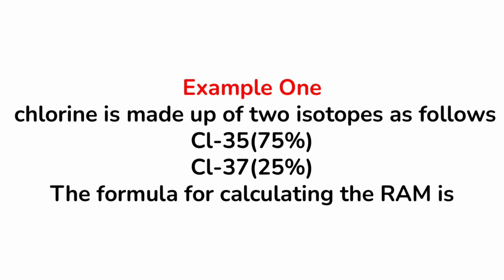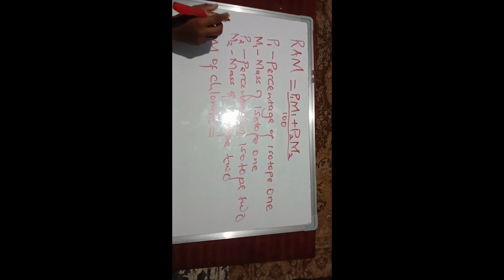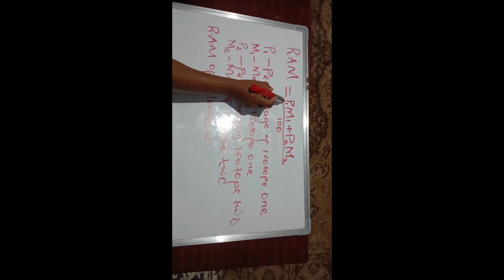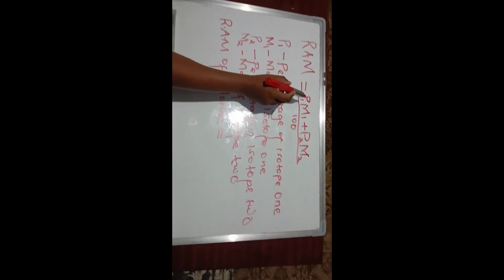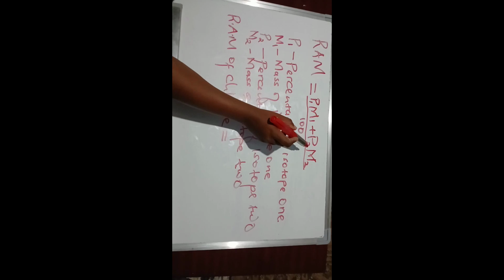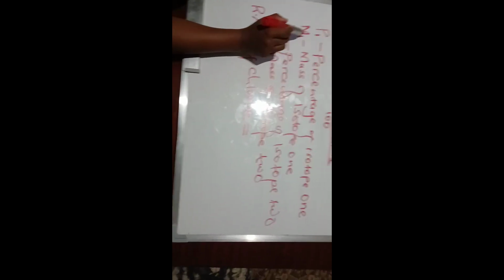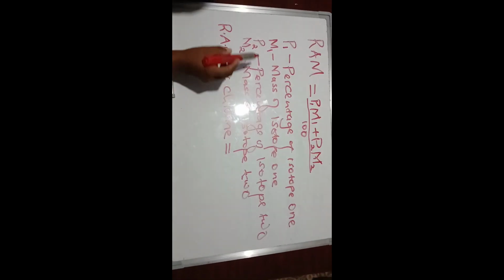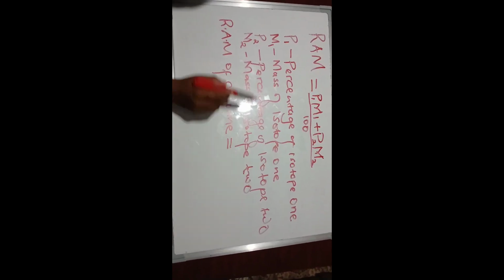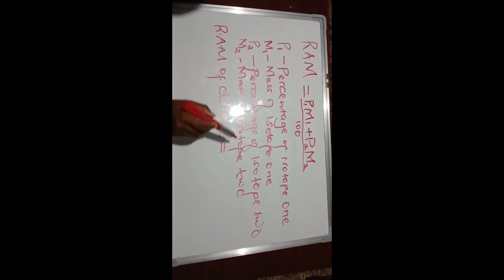Example 1. Chlorine is made up of two isotopes as follows: chlorine-35 with a percentage abundance of 75% and chlorine-37 with an abundance of 25%. The formula for calculating RAM is: the relative atomic mass will be P1M1 plus P2M2 over 100. P1 is the percentage of isotope 1, M1 is the mass of isotope 1, P2 is the percentage of isotope 2, and M2 is the mass of isotope 2.